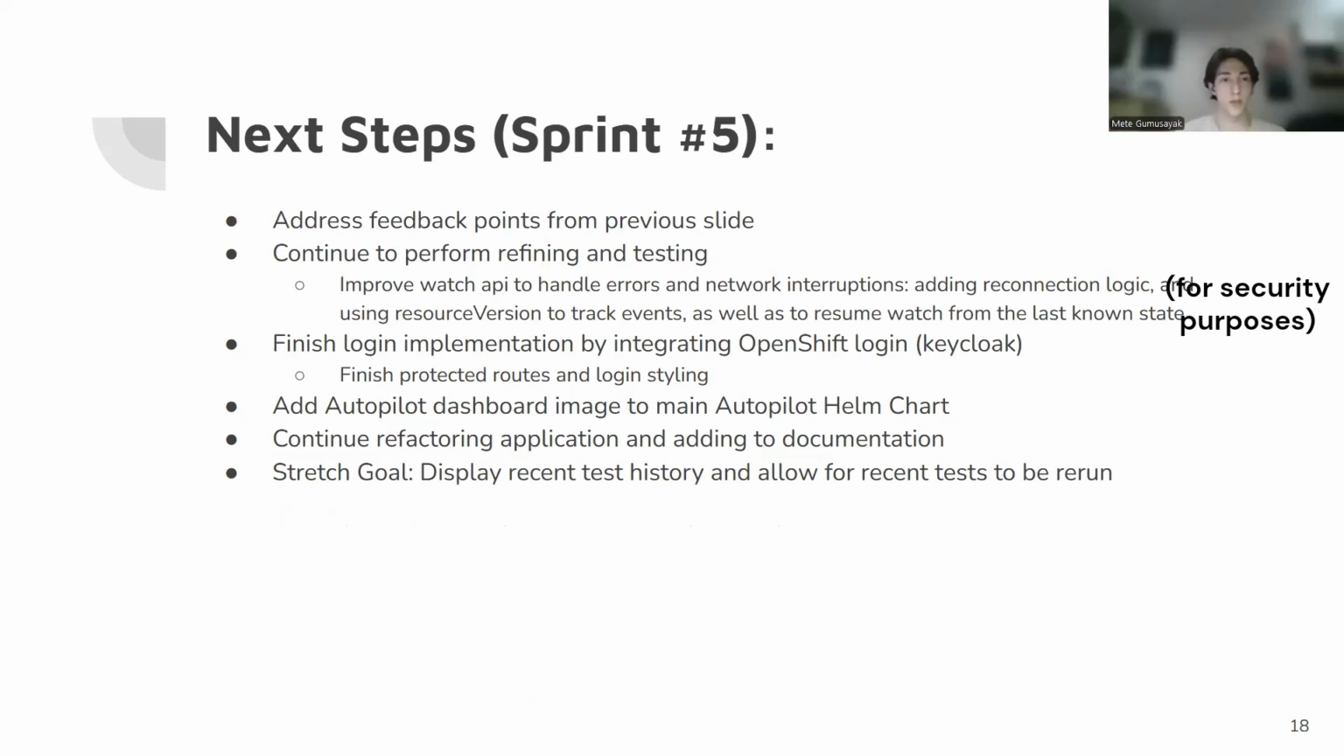For the next steps in Sprint 5, we're going to address the feedback from the previous slide and continue to perform refining and testing by improving the Watch API to handle errors in network interruptions. And we're going to add logic for resource version to track events as well as to resume watch from the last known state. We're going to finish login implementation by integrating OpenShift login with Keycloak and finish protected routes and login styling.